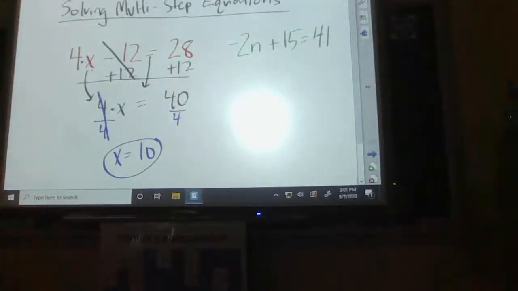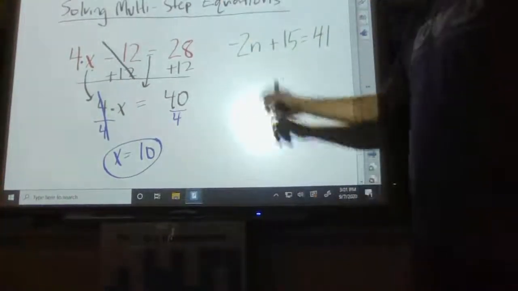So you can see we took it in 2 steps. Step 1, undo the adding or subtracting. Step 2, undo the multiplying or dividing. Now, is that the only way you could do it? No, but that's probably the preferred method. Let me show you a couple other ones.